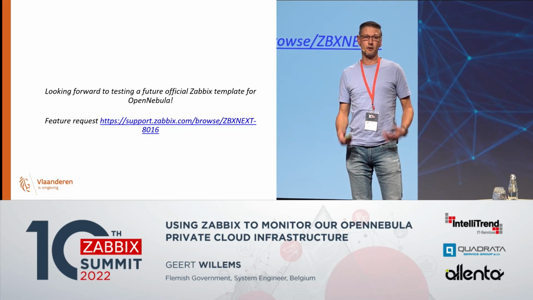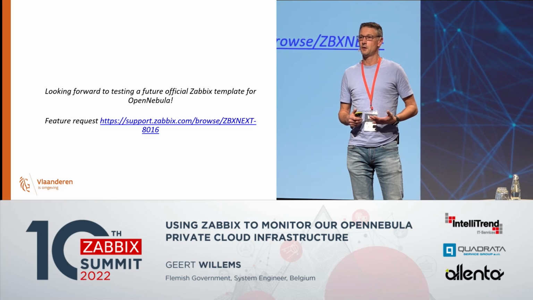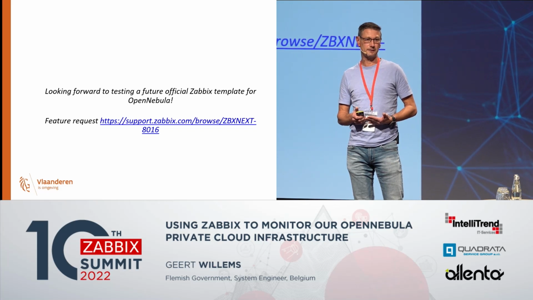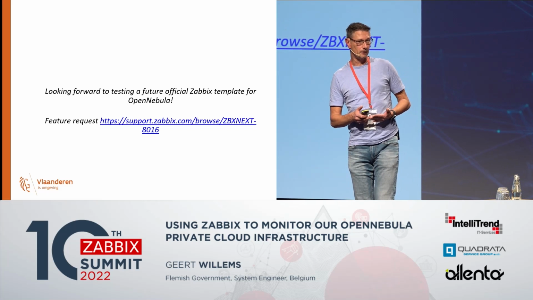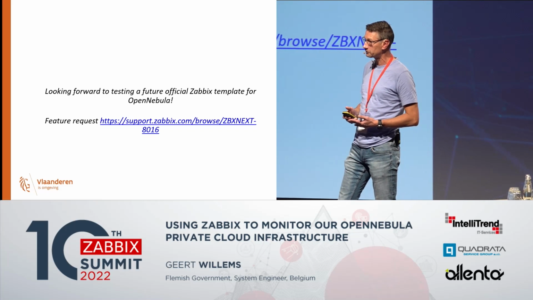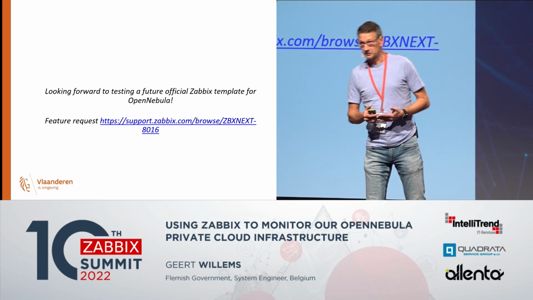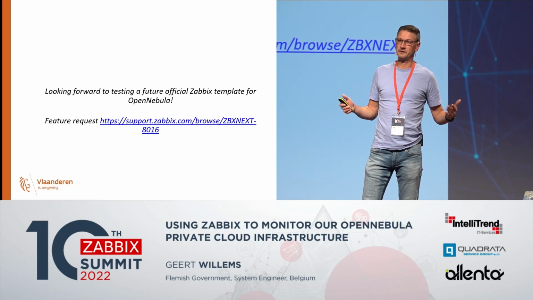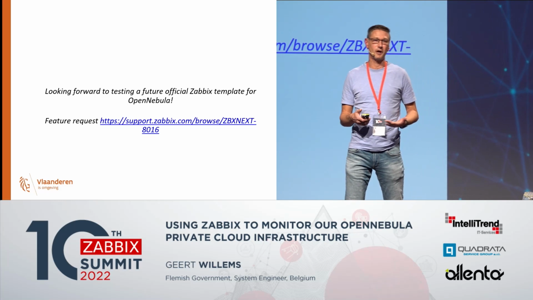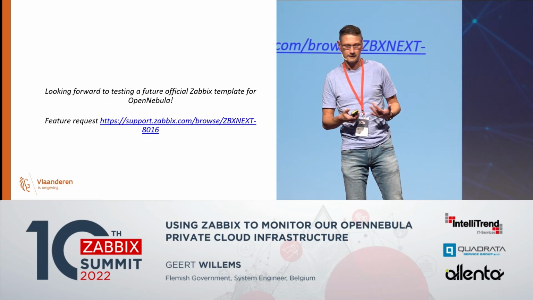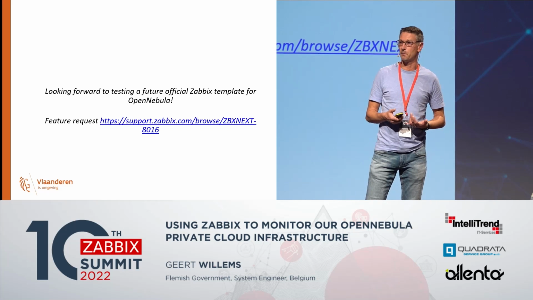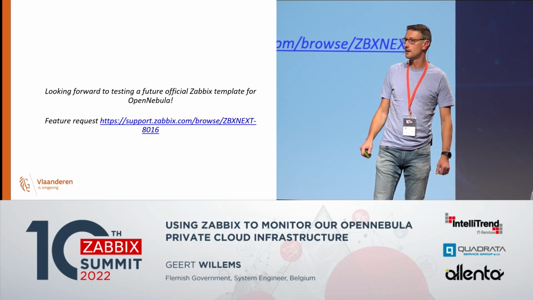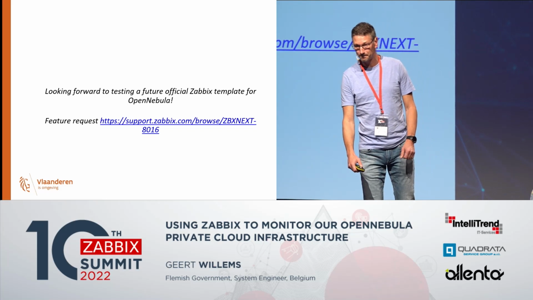Meanwhile, we are doing some investigation on how we can get the status and the metrics using OpenNebula's XML-RPC API calls. It results in one huge string, so we still need to look further on how we can extract the states and metrics from this string into the corresponding Zabbix items.